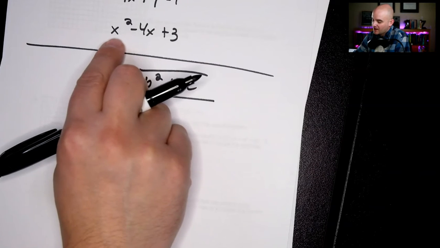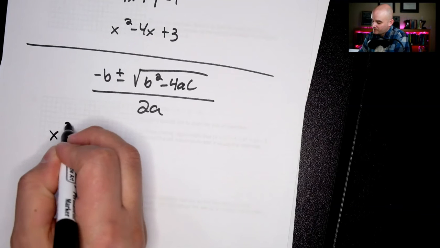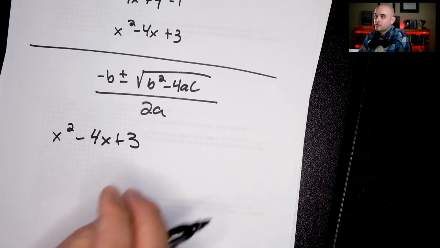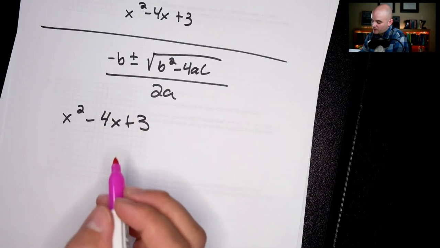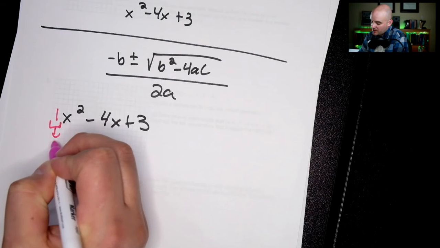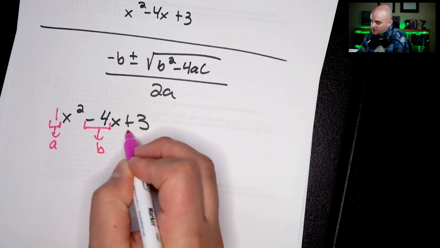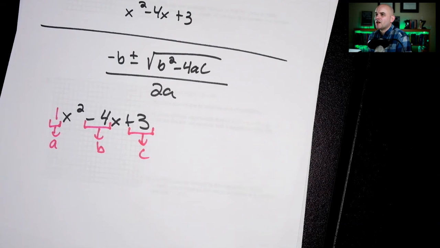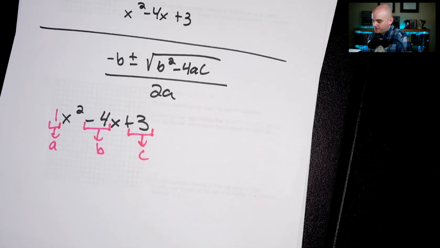And so when we have this right here, x squared minus 4x plus 3, remember that the coefficients are what I'm looking at. The coefficient right here is a 1. That's going to stand for my a. Negative 4 is my b. And positive 3 is my c. And I'm going to substitute it into this equation right here.